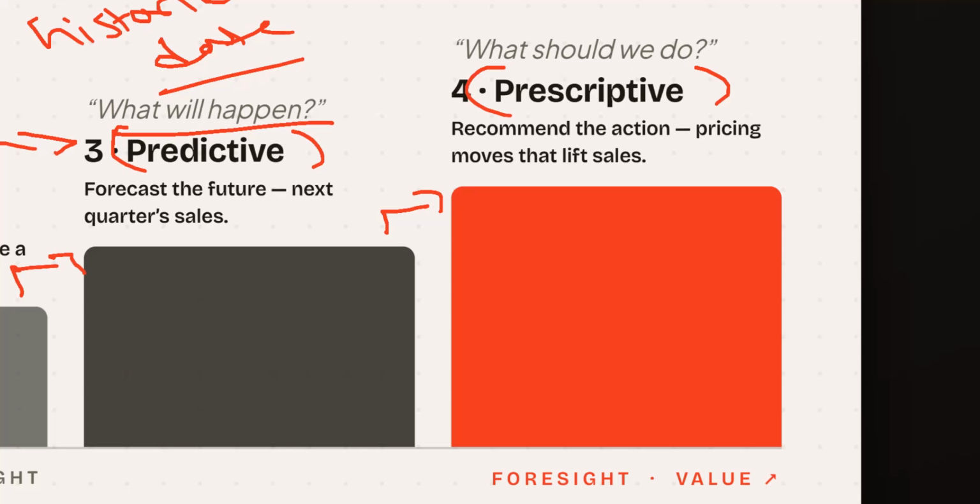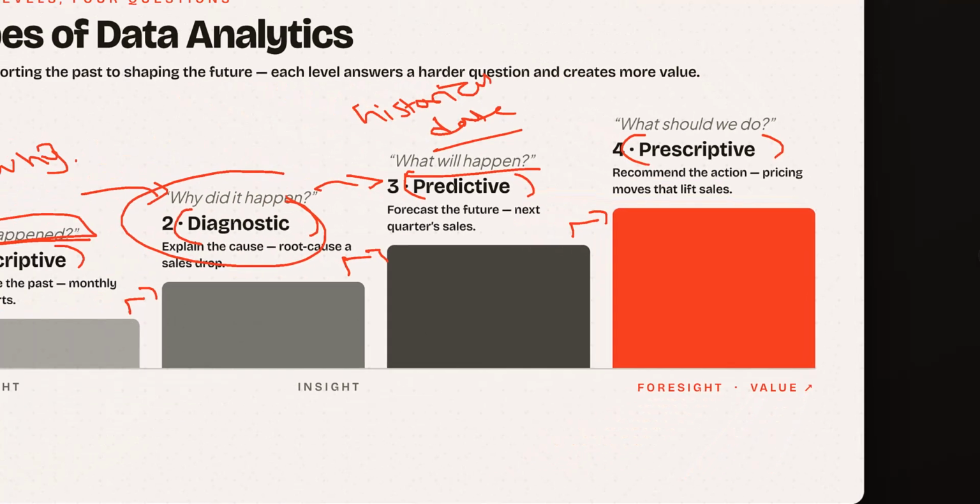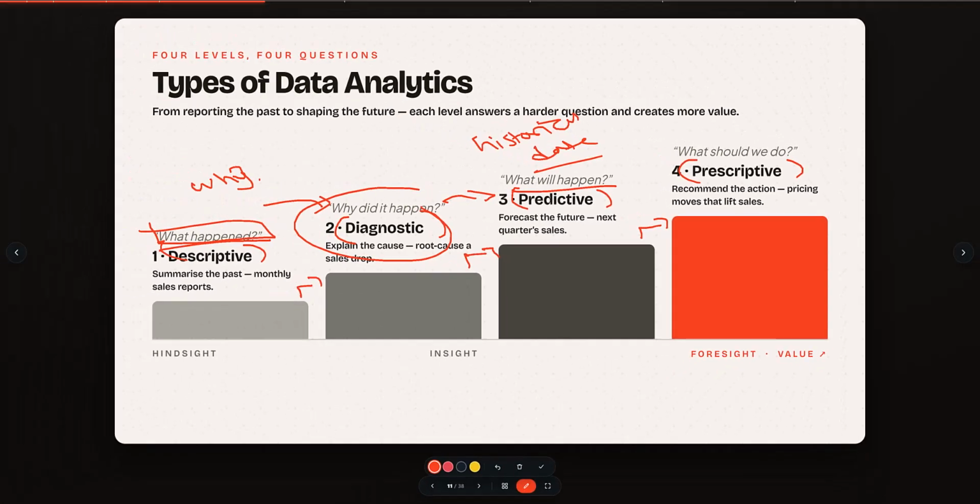And the last one is, when we have already done the whole three things, we have the most advanced level, which is called prescriptive analytics, which answers our question: what should we do? This doesn't just predict the future, but it recommends a specific action to take advantage of that prediction.